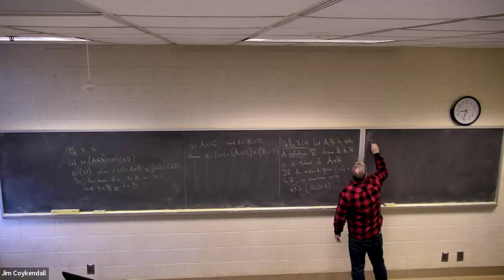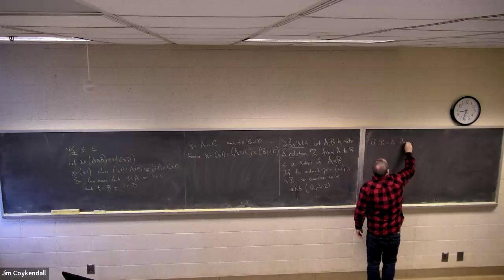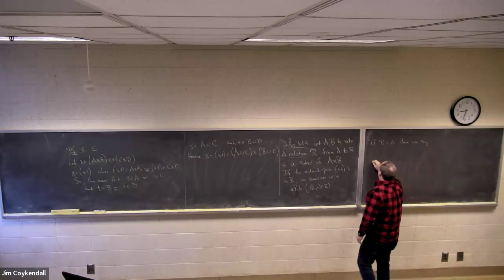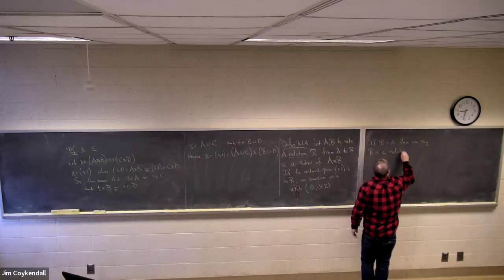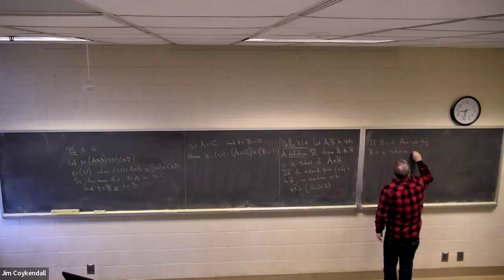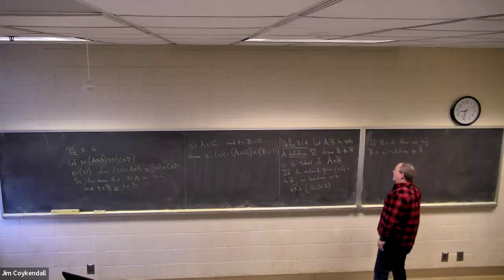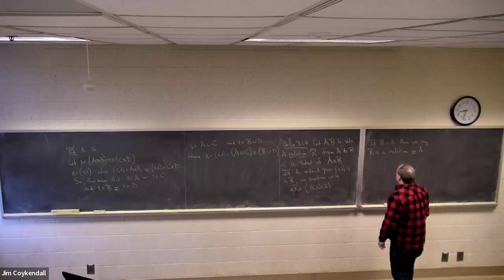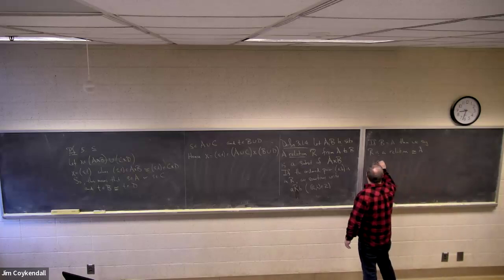If the A can, we say R is a relation on A. So it's a relation of the set A to itself. So it's a subset of A cross A.